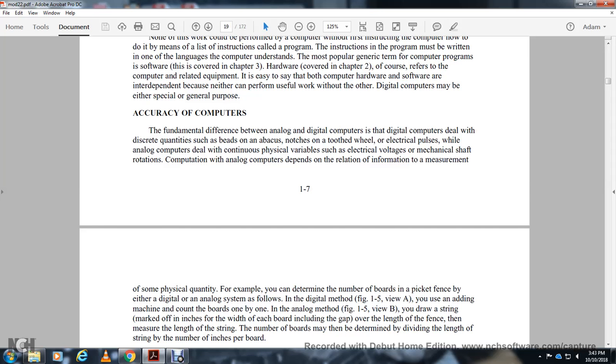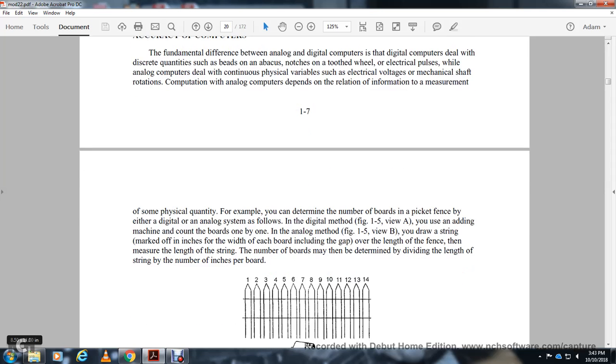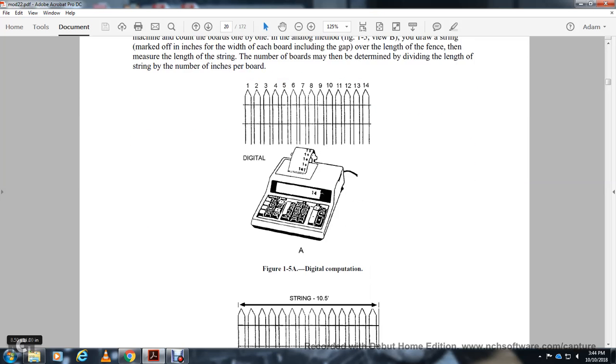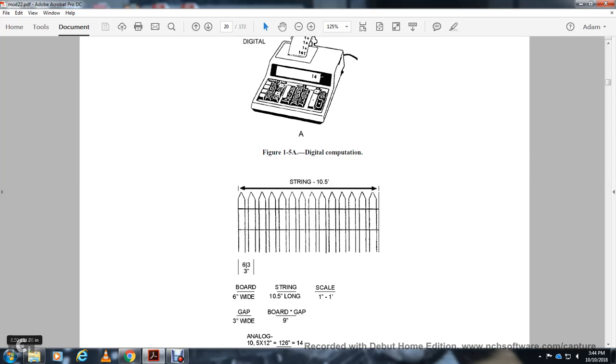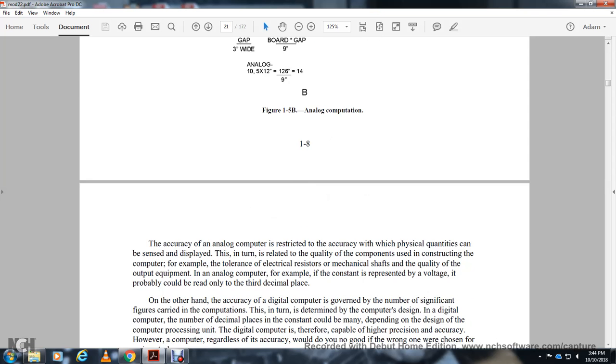The measuring of the length of the string and the number of the boards can then be determined by dividing the length of the string by the inches per board. So the digital and the analog computation. Board 6 inches wide, string 10.5 inches long, scale 1-to-1, gap 3 wide, board gap, analog computer computation.